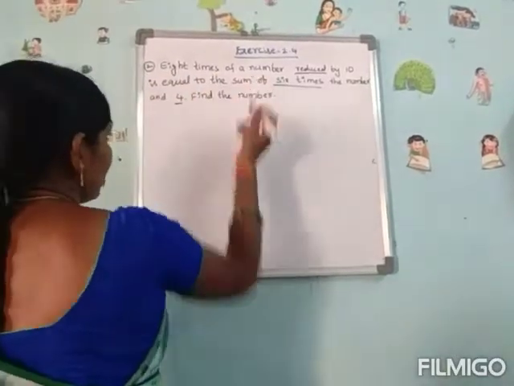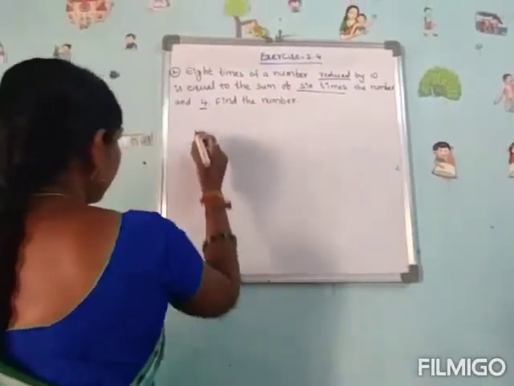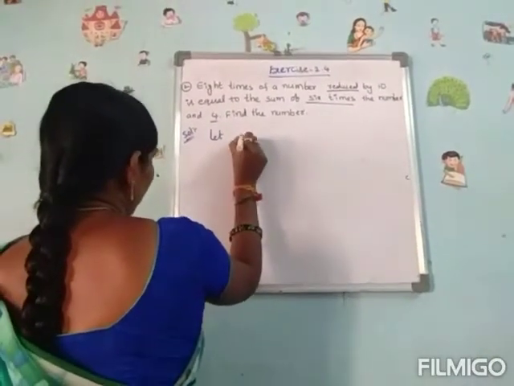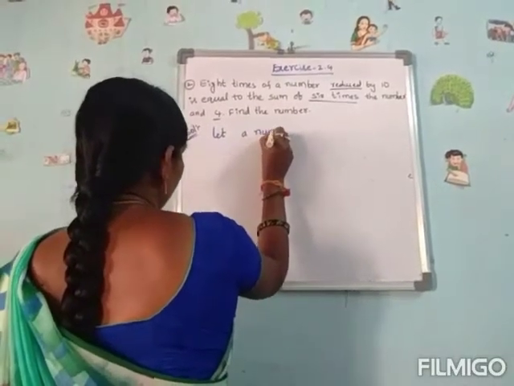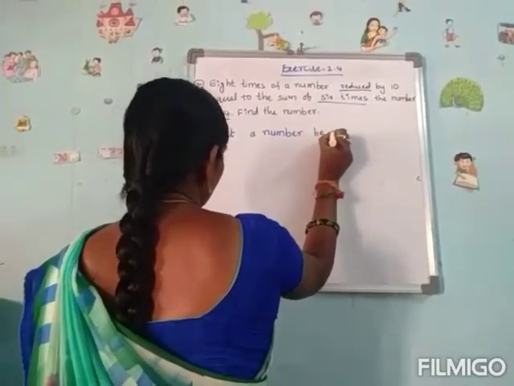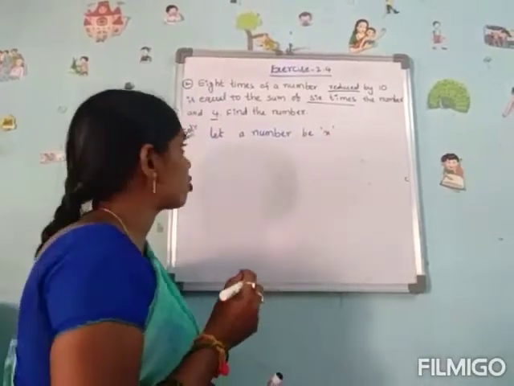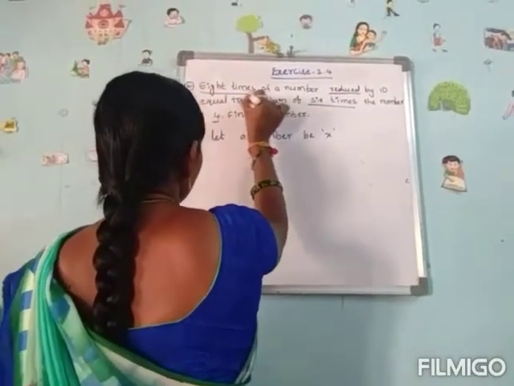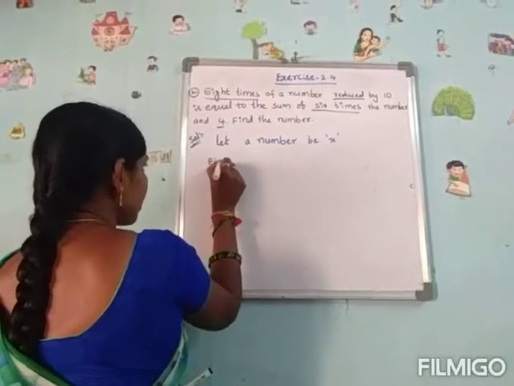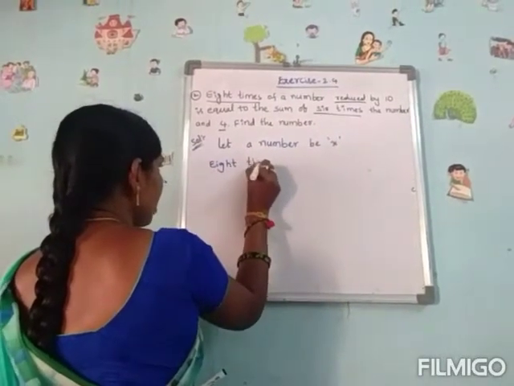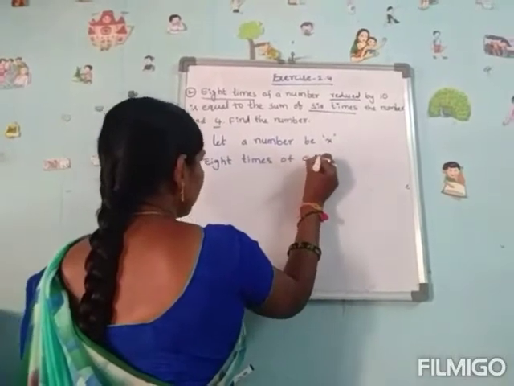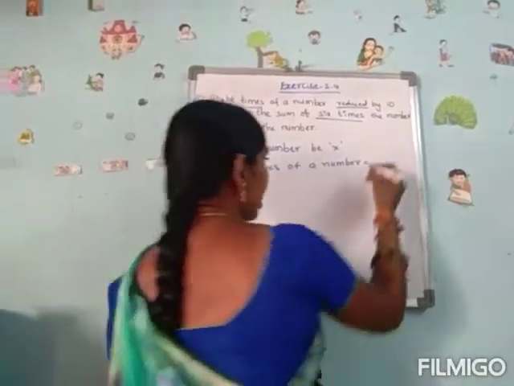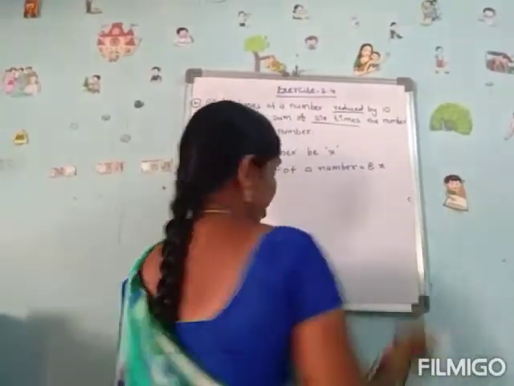First, 8 times a number. We don't know the number, so let the number be x. We have to assume the number be x. So 8 times a number means 8 into x, that is 8x.